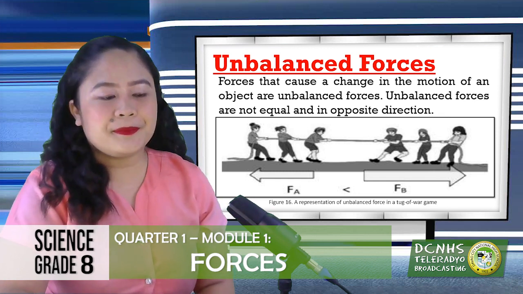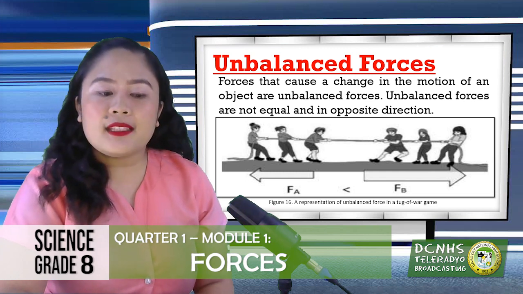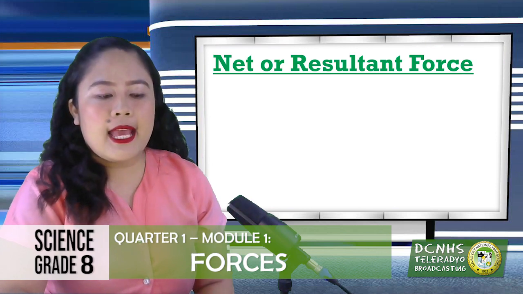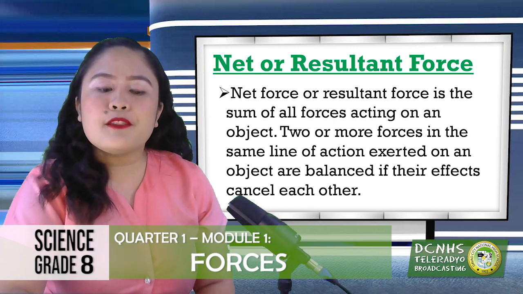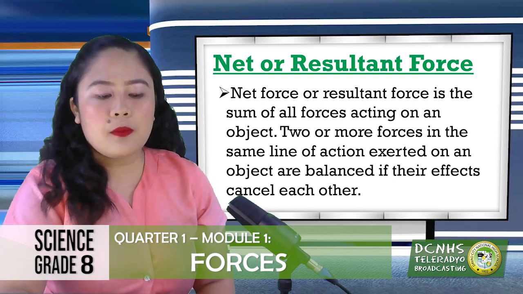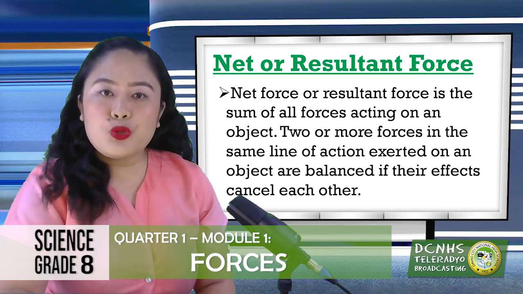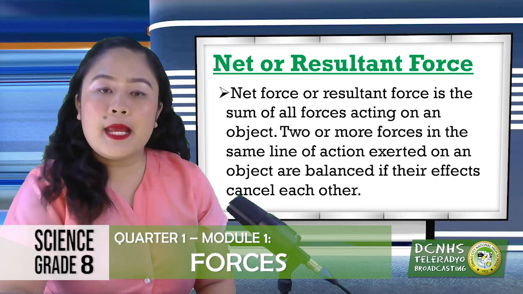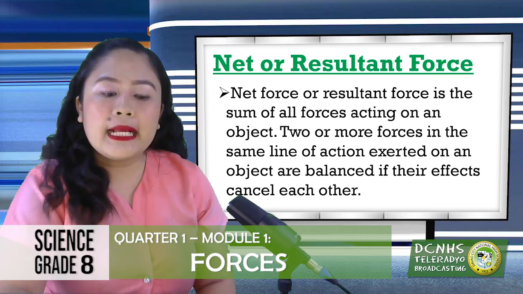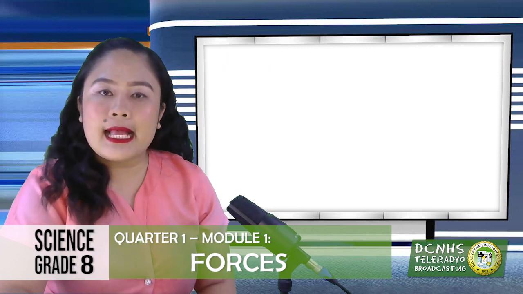Very good! In an object, there may be several forces acting on it. Net force or resultant force is the sum of all forces acting on an object. Two or more forces in the same line of action exerted on an object are balanced if their effects cancel each other.